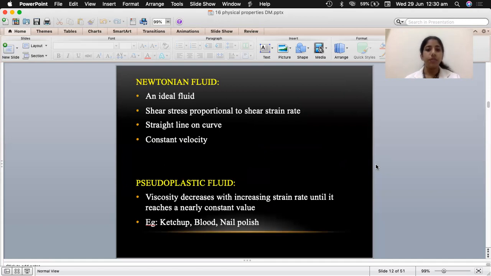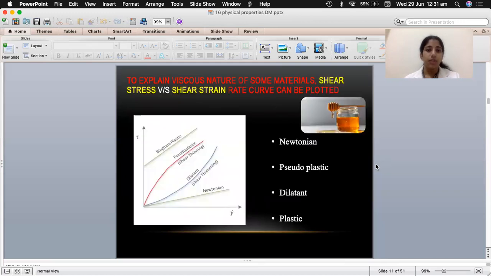In pseudoplastic fluid, the viscosity decreases with increasing strain rate until it reaches a nearly constant value. Examples are blood or nail polish. As we can see, the pseudoplastic fluid is marked in the red line.